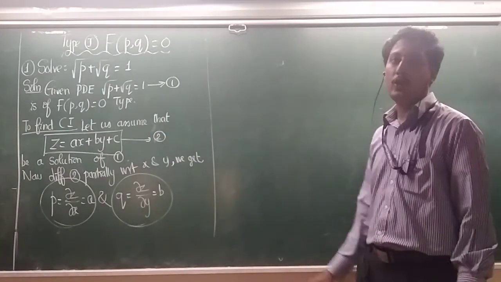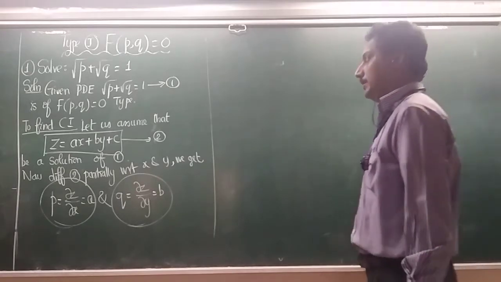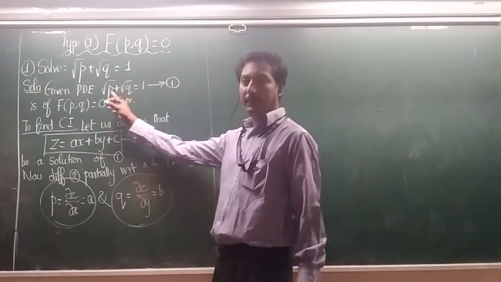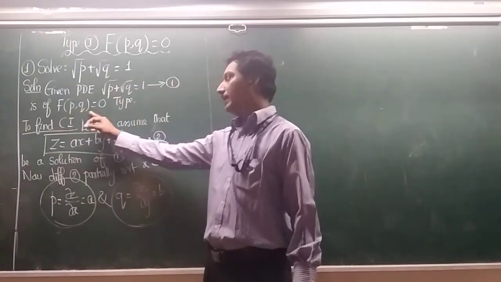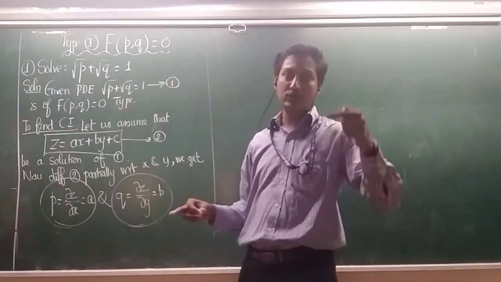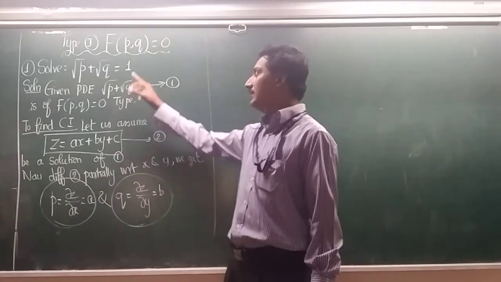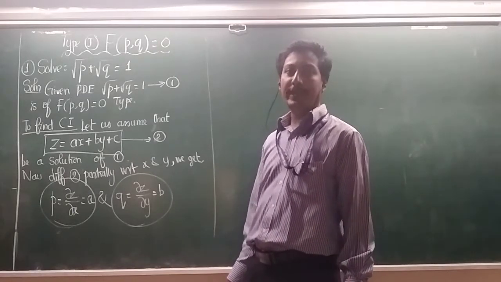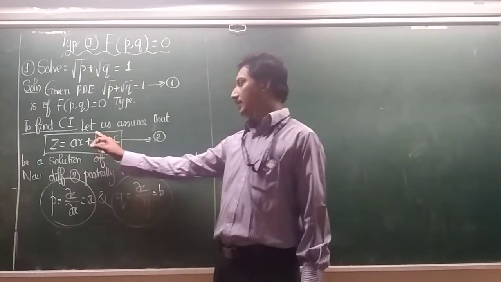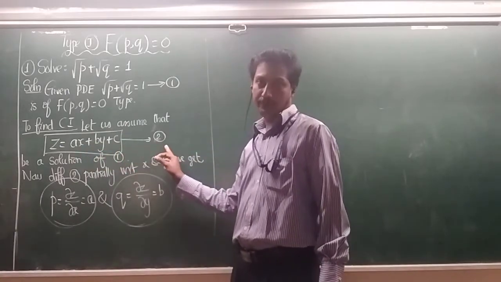The first one is solve root p plus root q is equal to 1. So given PDE is root p plus root q is equal to 1, equation number 1, is of f of p comma q equal to 0 type. So the first step is to identify which type is this. And for this type, f of p comma q is equal to 0 model, the assumption to get the complete integral is z equal to ax plus by plus c. This is equation number 2.